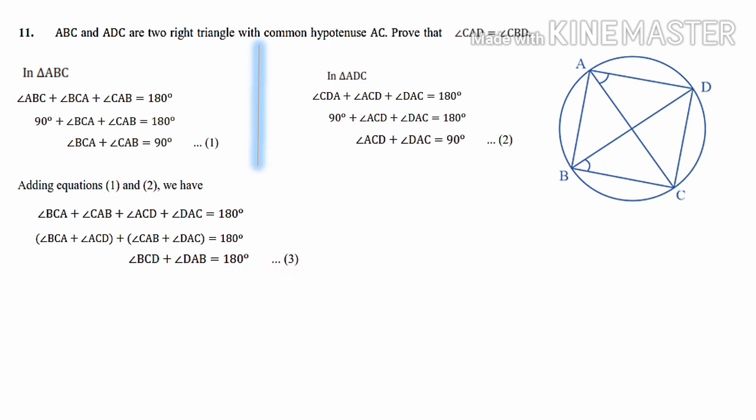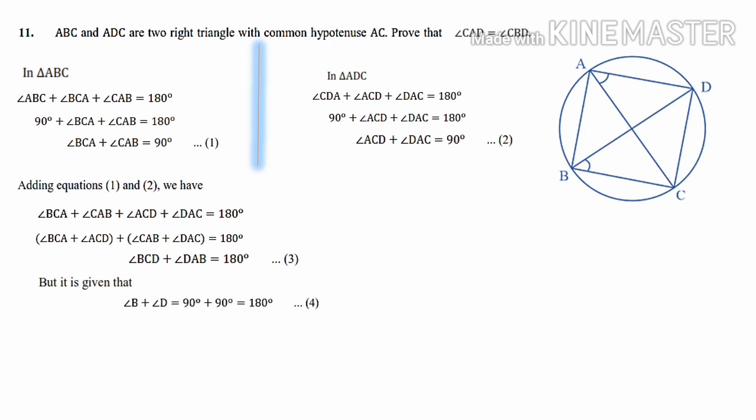Just notice this one and keep BCD. You can see here BCD, DAB. So these two are opposite angles now. If you consider ABCD as a quadrilateral, these two are opposite angles. Sum of the opposite angles we got 180 degree. Let it be equation number 3.